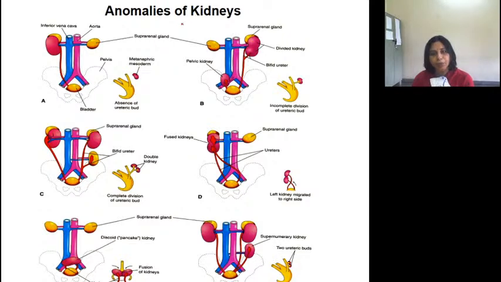So there may be failure of the ascent of the kidney. When there is failure of ascent of the kidney, it remains in the pelvic region, then it is called the pelvic kidney. Or sometimes you may see the agenesis of the kidney. So this is unilateral agenesis. Sometimes you see bilateral agenesis. Here you see both sides, you don't see the kidneys.